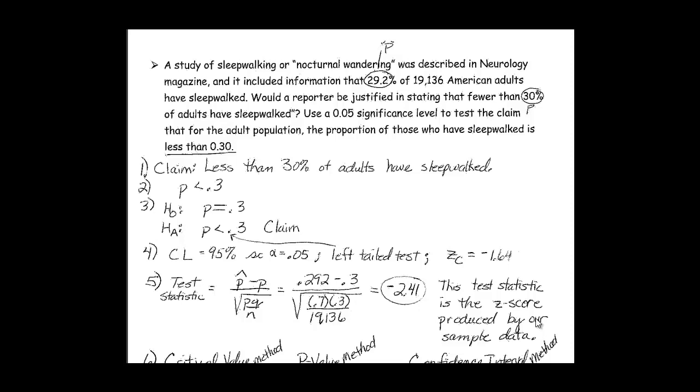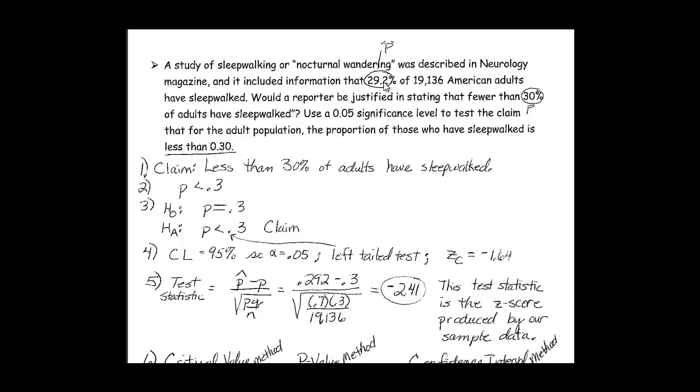Okay, we've got a couple numbers going on here, and it's not terribly apparent what is what. This is meant to be a p-hat symbol here: the 29.2% of 19,136 is derived from our sample of 19,136 American adults. So this information is from our sample, so that's how we know that this is our p-hat, or our sample proportion. The reporter is estimating that he could say that less than 30% of adults have sleepwalked based on that 29.2%.